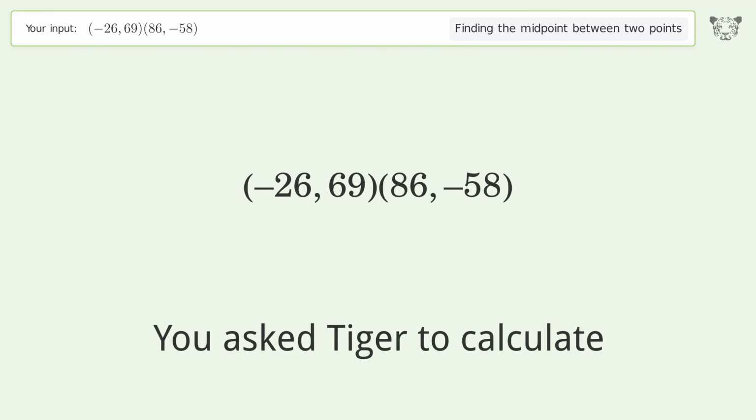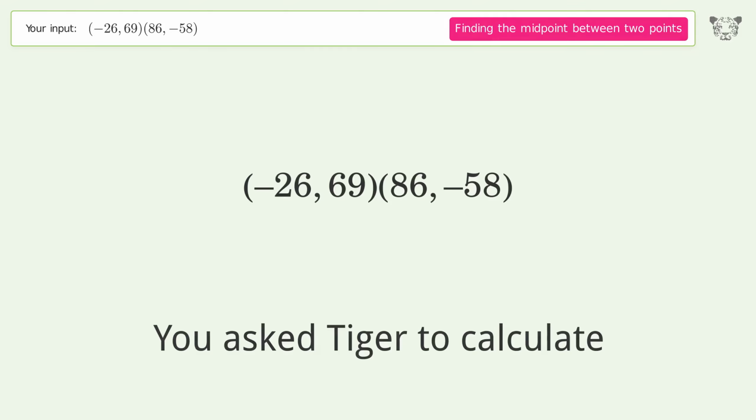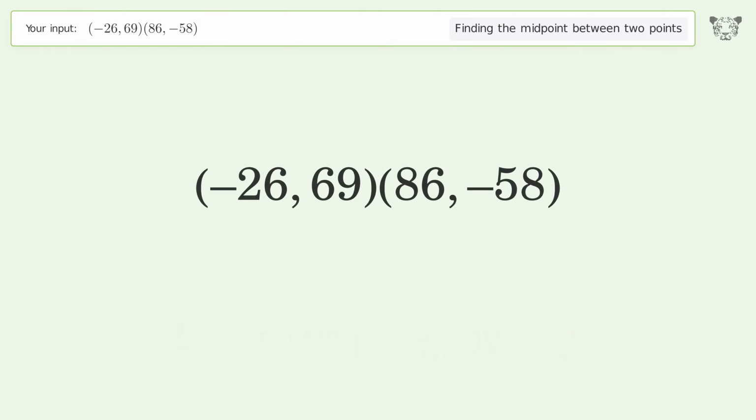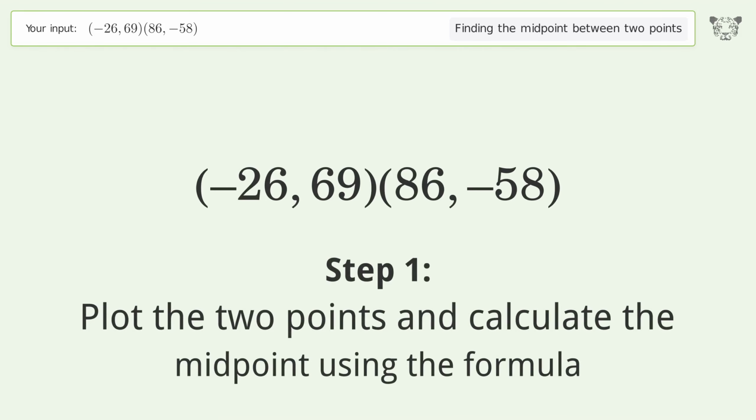You ask Tiger to calculate. This deals with finding the midpoint between 2 points. The midpoint between the 2 points is 35.5. Let's solve it step by step. Plot the 2 points and calculate the midpoint using the formula.